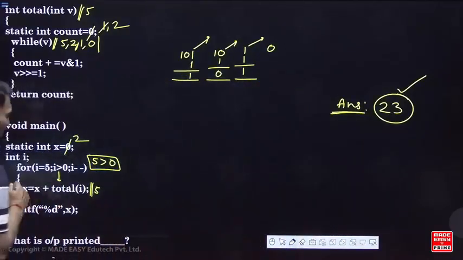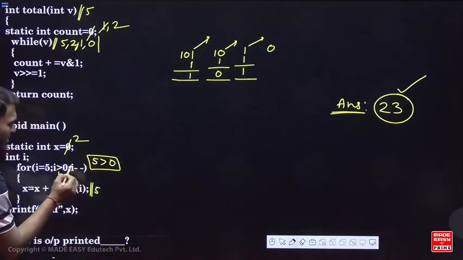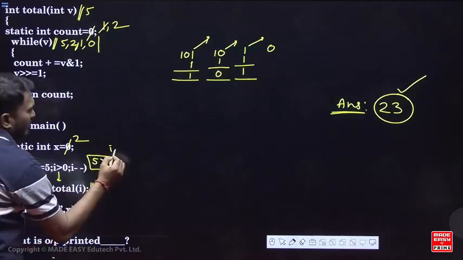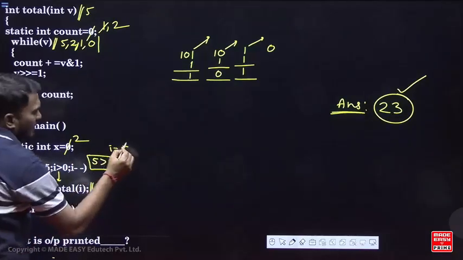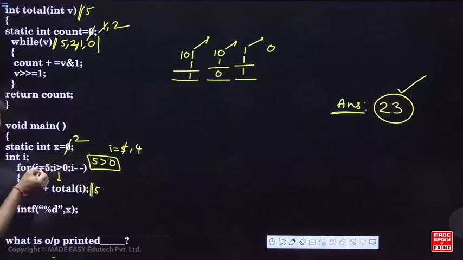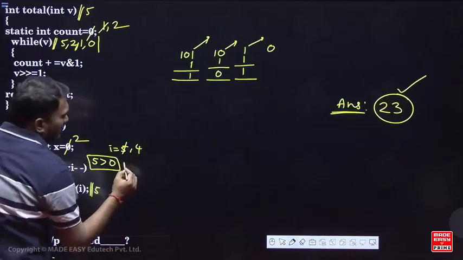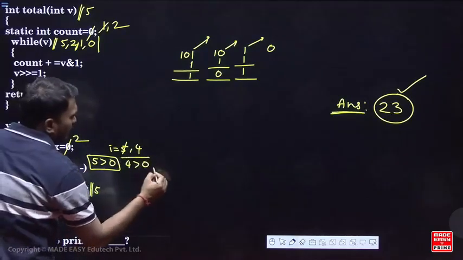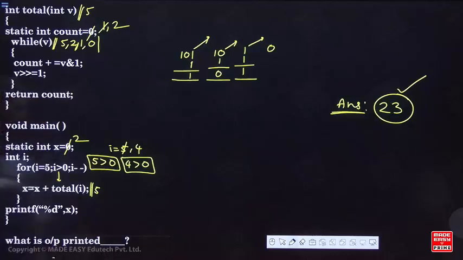Now you observe what is going to happen next time. I minus minus. Initially the I value was 5, I minus minus, the I value becomes 4. Now you check the condition: I greater than 0. The I value is 4. 4 greater than 0, true or false? True. True means you go inside.